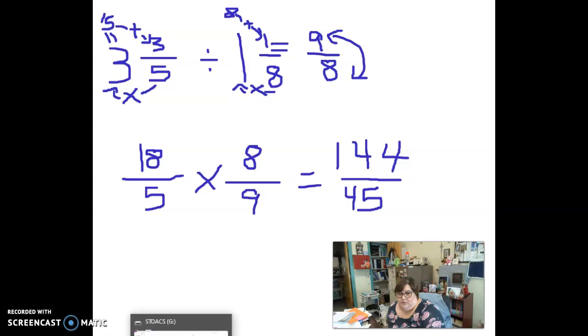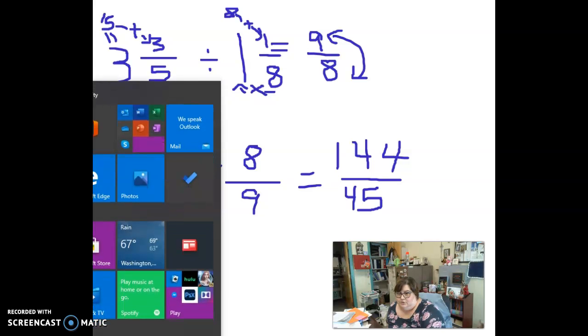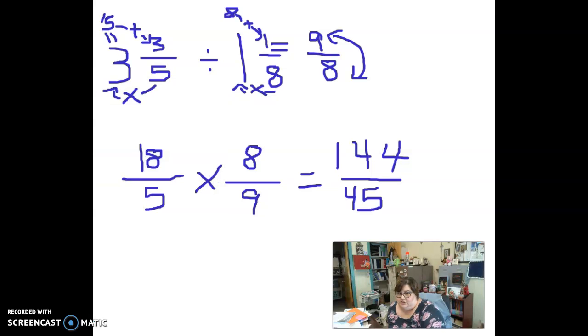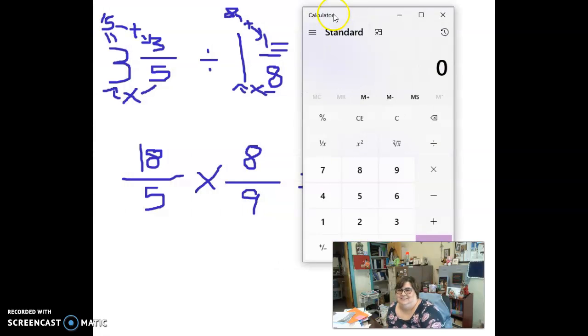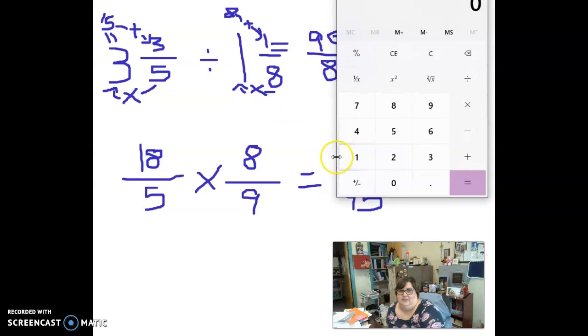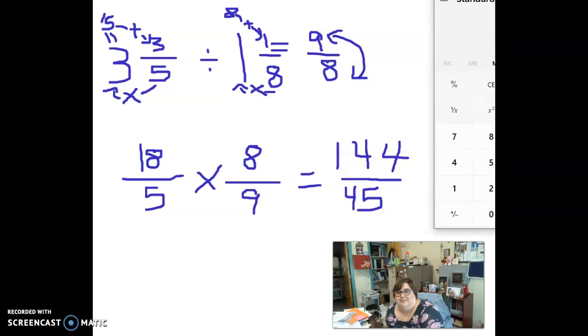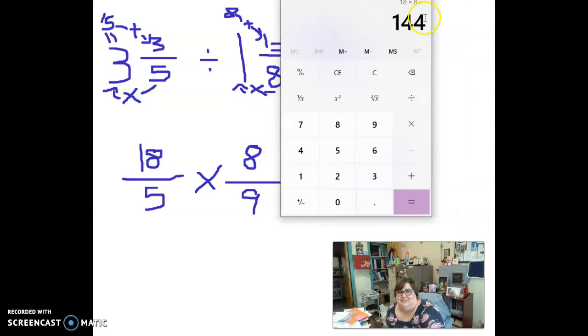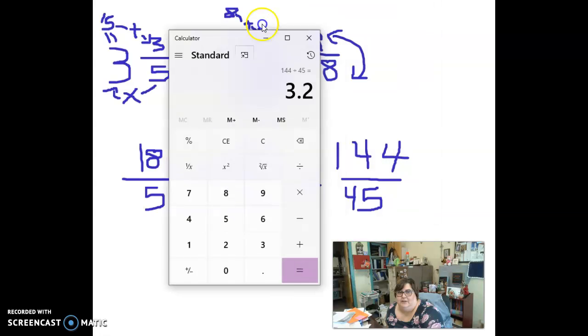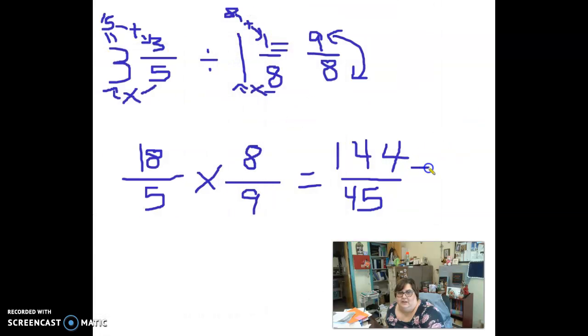And I am going to cheat and double check it with my calculator. Okay, so we did 18 times 8. Check that first. Okay. Good. Okay, so now we take our 144 and divide by 45. We get 3 as our whole number.